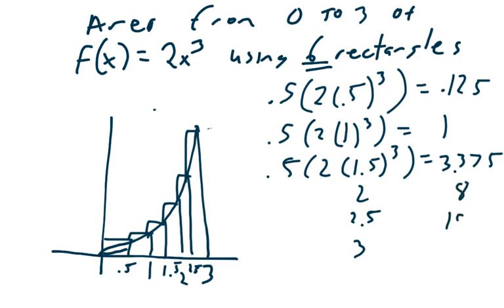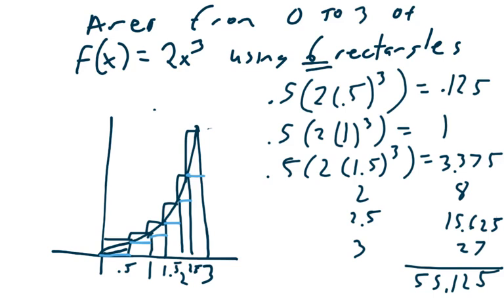My fifth answer is 15.625. And my answer for the sixth is 27. And when I add those up, I get an answer of 55.125. But I know that answer is too big because all of my rectangles are above the curve. So now I'm going to find the ones from the left-hand side.